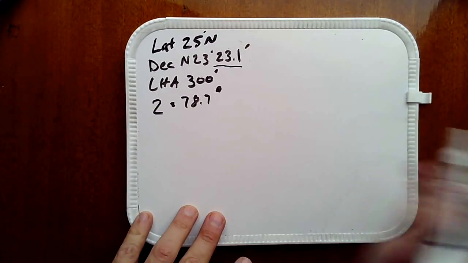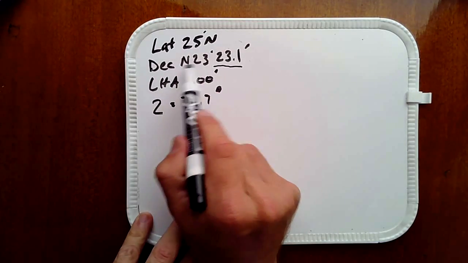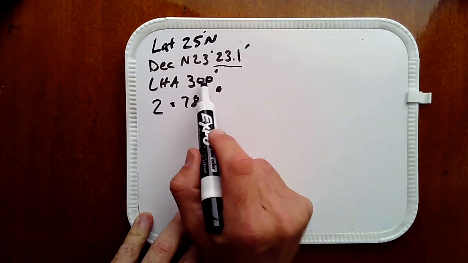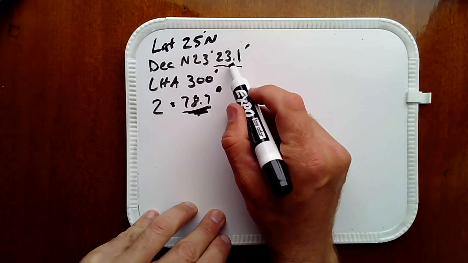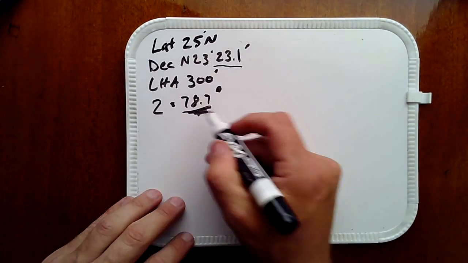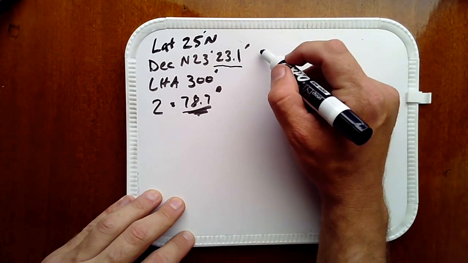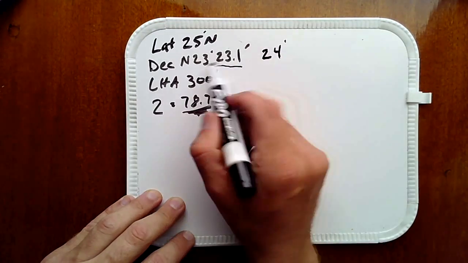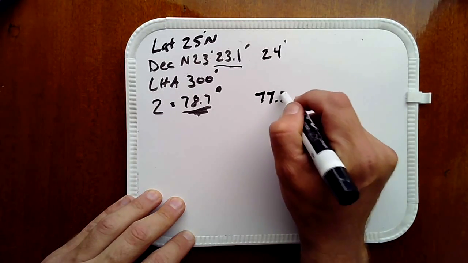So given these, the first step is to look at the base values. Our latitude was 25 north, our declination 23, our LHA 300, and we ended up with this base value of Z of 78.7. If we want to account for this increment, we need to note that increment and take a look at our correction factors from there. What we'll do is look in HO 229 at the next subsequent value for declination. So instead of 23, we'll look up 24 degrees, and we'll see what base value pops out there. In this case, it's 77.5 degrees.